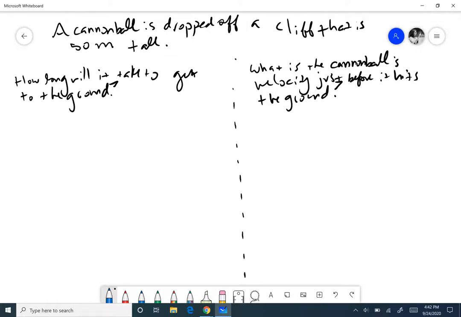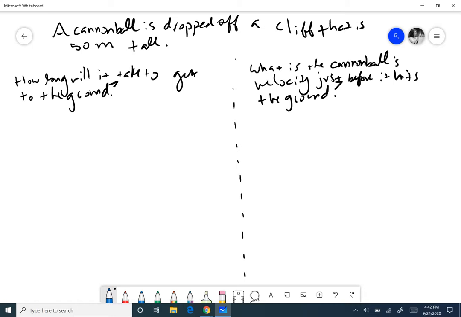Hi guys, I am going to do an example problem today for projectile motion, but really it's just going to be an object in free fall. Okay, let's take a look at our problem and you'll see why. So this problem is a cannonball has been dropped off of a cliff that is 50 meters tall.